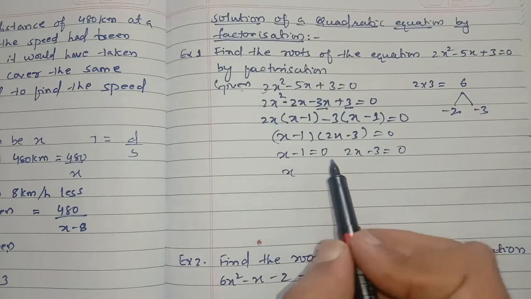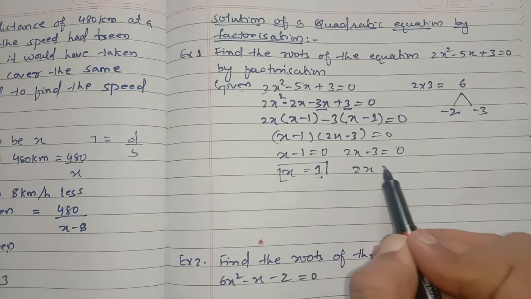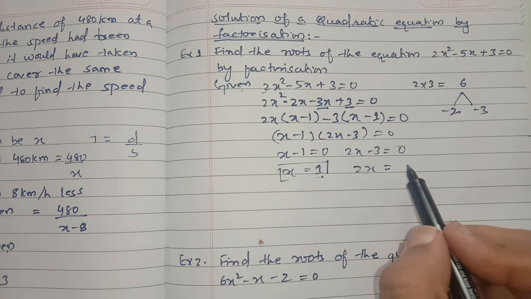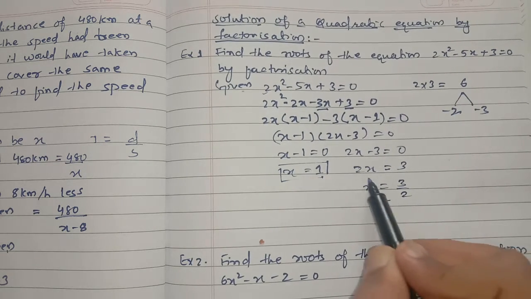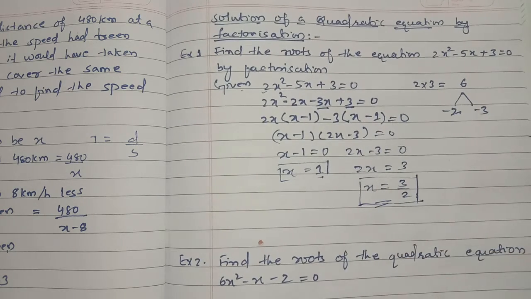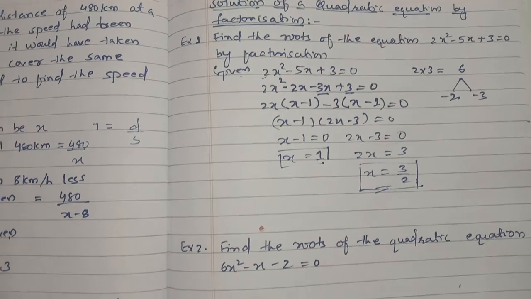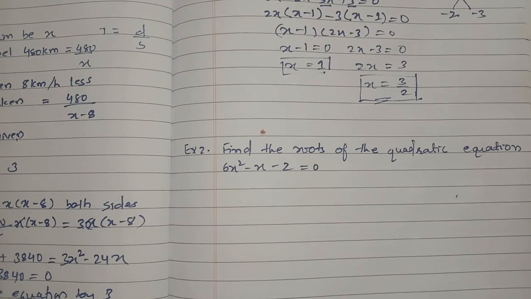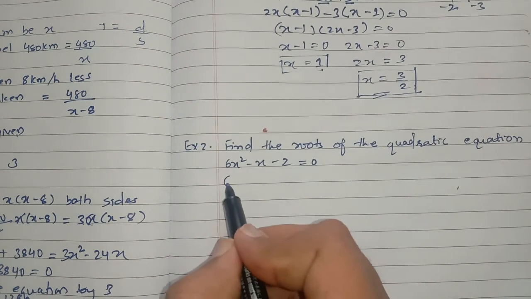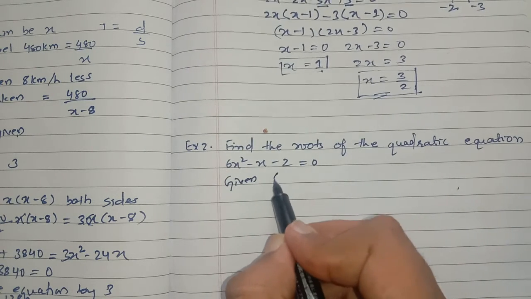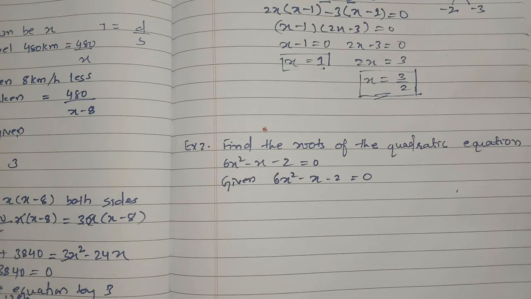Now when you transfer minus 1 to the other side, it will be plus 1. Now 2x is equal to, when you transfer minus 3 to the other side, it will be plus 3. Now x is equal to 3 divided by 2. These are the two roots of this quadratic equation. Next question is, students, given 6x square minus x minus 2 is equal to 0.